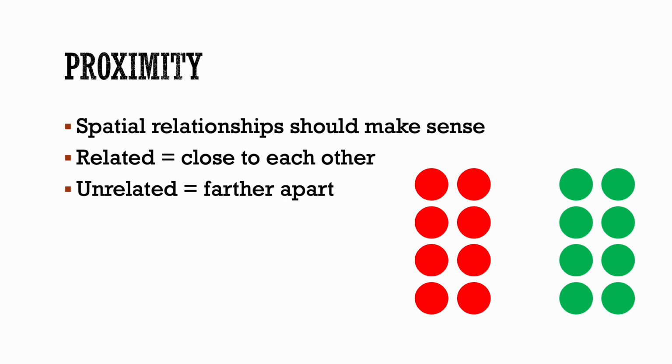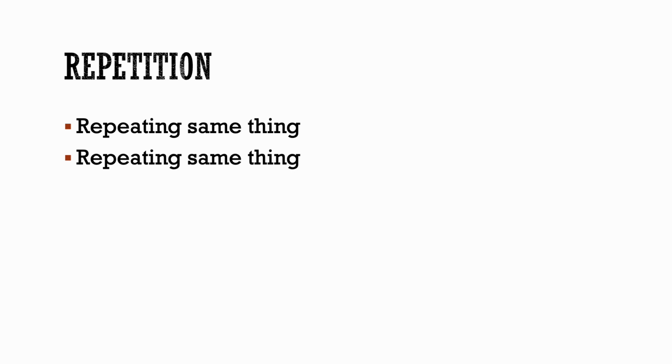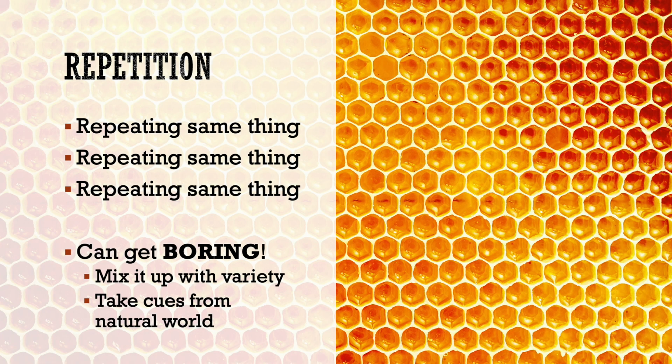Proximity. Spatial relationships should make sense. Related things should be close to each other. Unrelated things should be farther apart. Repetition. Repeating the same thing can get boring. If you use repetition in your design, and you should, you can mix it up with some variety, and we can take cues from the natural world.